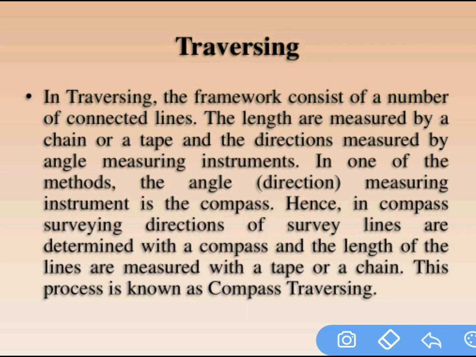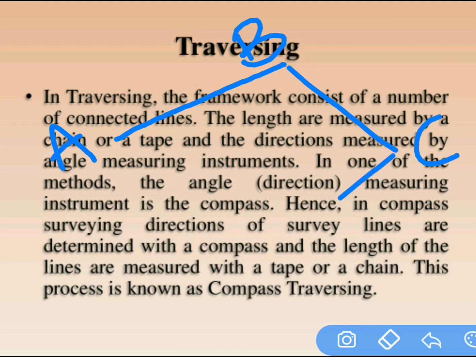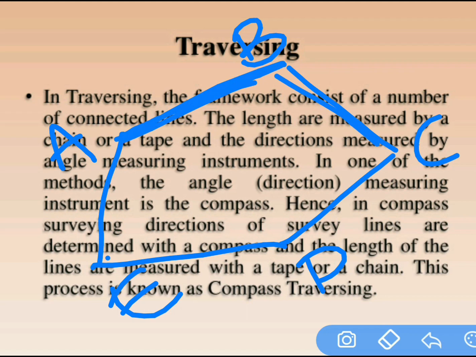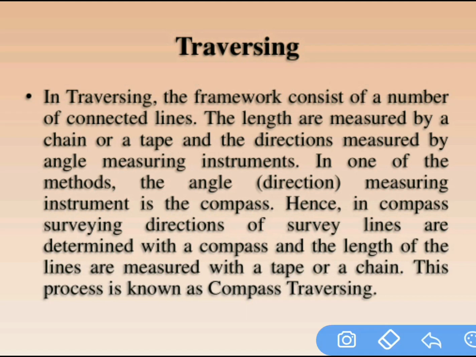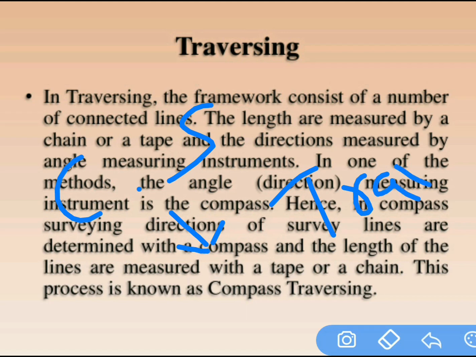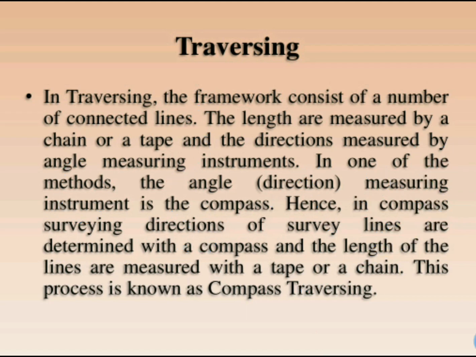definitely if I use a compass, I want to use the traversing method only, meaning we want to take a series of connected lines, A to B one line, next B to C one line, C to D another line, D to E another line, next E to F, maybe depends on the number of points, right? So here, like that, a series of connected lines is involved in the traversing method, right? So here compass surveying is done with the traversing method only, right?